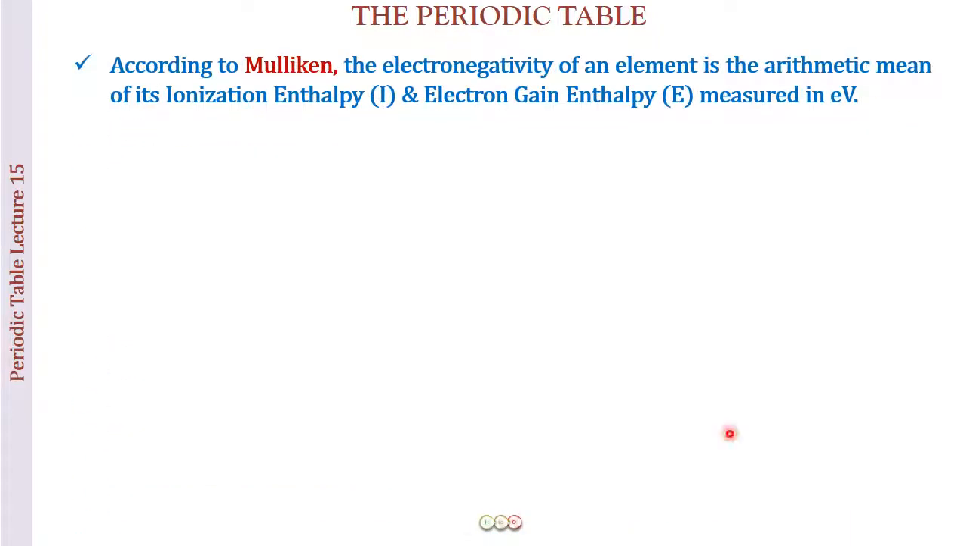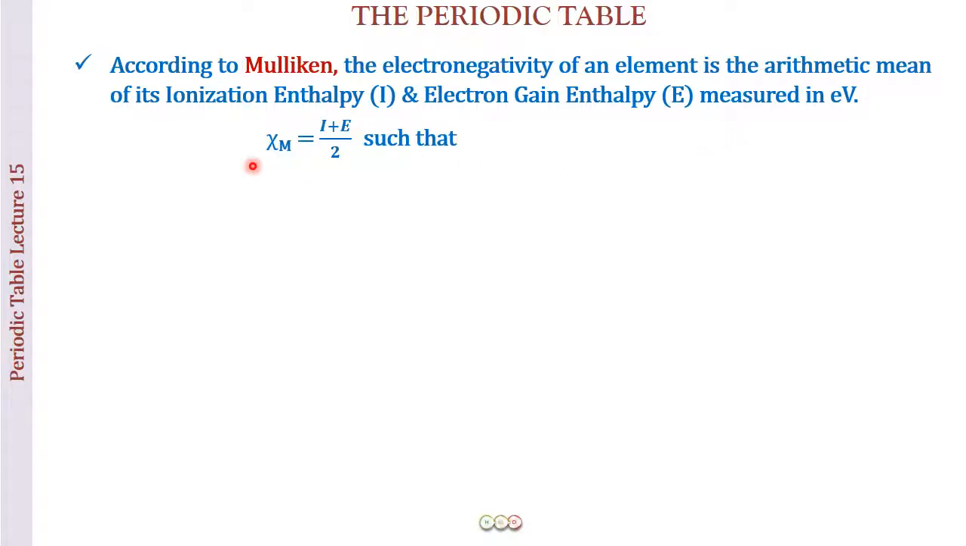Now, the next scale we have is the Mulliken scale. The Pauling scale was the most frequently used scale, but definitely not the most convenient one. The Mulliken scale is quite a convenient scale to use, and in fact, this scale can be used to calculate the electronegativity of a single atom as well. According to Mulliken, the electronegativity of an element is the arithmetic mean of its ionization enthalpy and the electron gain enthalpy measured in electron volts.